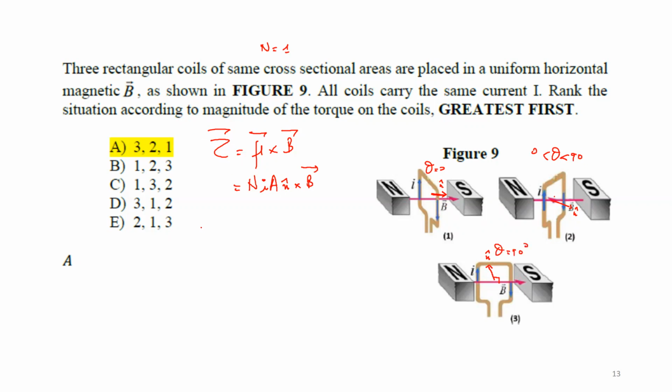Now let's get the magnitude. The magnitude of torque is magnitude of mu, magnitude of B, sine of the angle between them, which is theta. Of course, sine theta is max when theta is 90 degrees. So 3 is the largest. Then of course 2, and then this one with theta equal to 0 gives you the smallest torque. So of course this is my answer. Is it clear? Great.